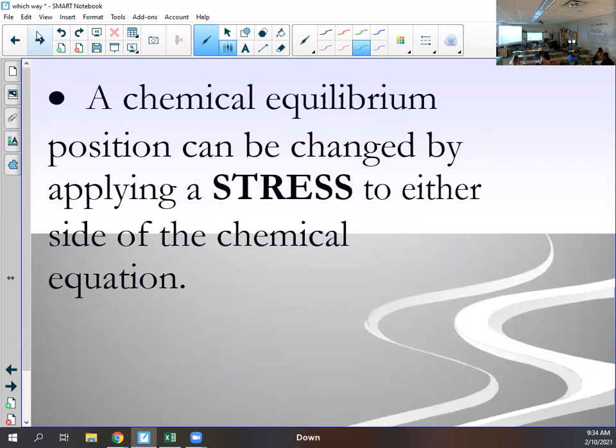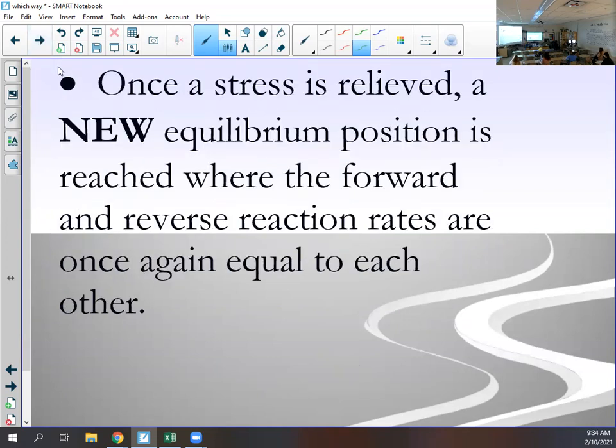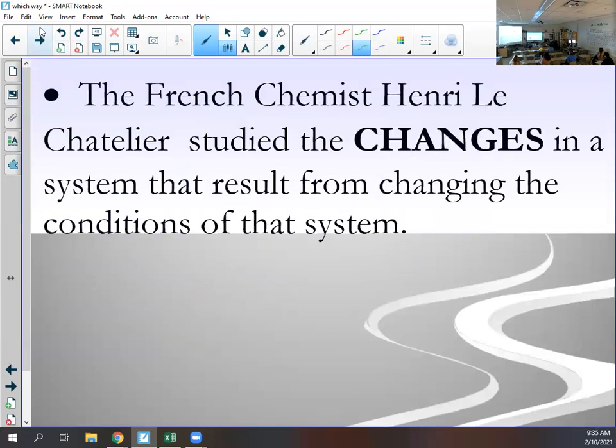Now, a chemical equilibrium position can be changed by applying a stress to either side of the equation. And we'll learn about this a lot in the next couple days. Once the stress is relieved, a new equilibrium position is reached where the forward and reverse reaction rates are once again equal to each other. What do we call it when the forward and reverse rates are equal to each other? Equilibrium. That says equilibrium. All right.